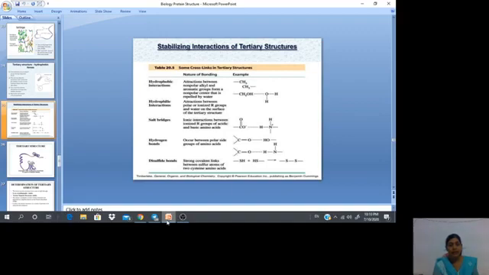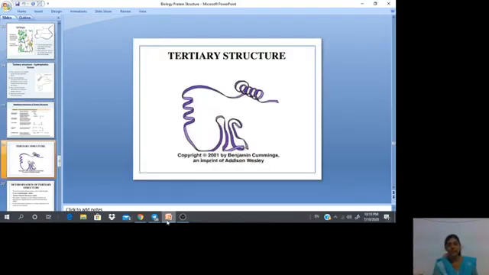Salt bridge: ionic interaction between ionized R groups of acidic or basic amino acids, shown in this figure, carboxyl group and amido group. Hydrogen bond occurs between polar side groups of amino acids. And last, disulfide bond: strong covalent link between sulfur atoms of two cysteine amino acids, as we discussed in the previous slide. This is the picture of tertiary structure.